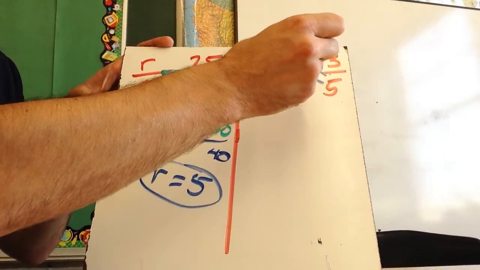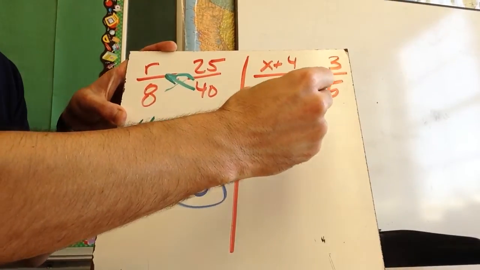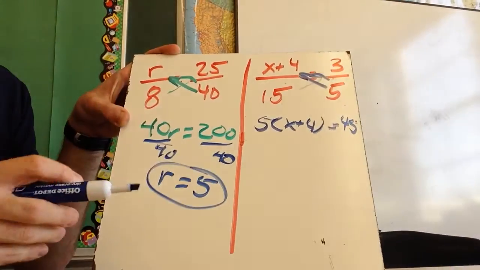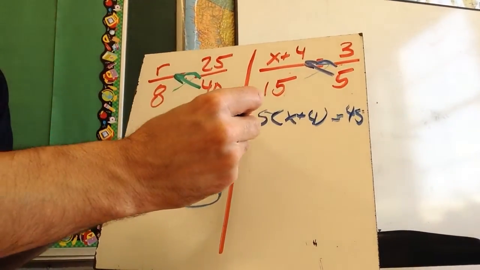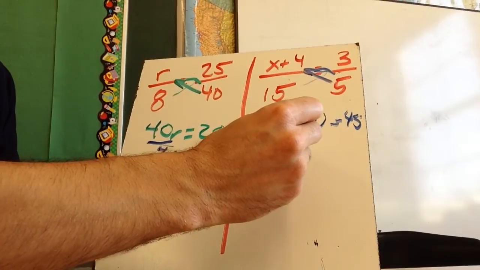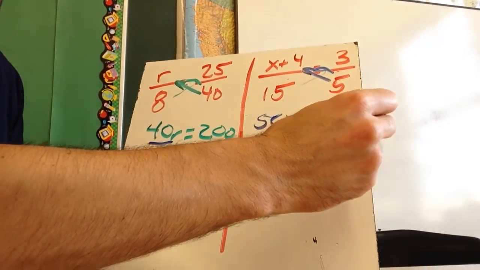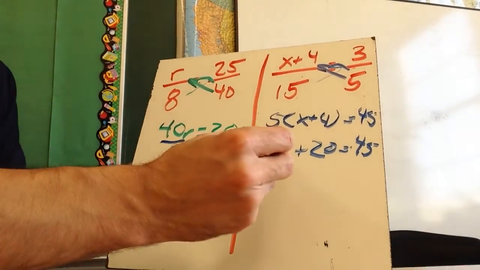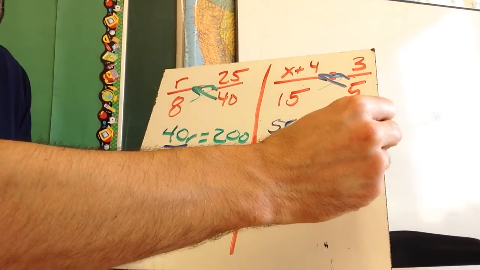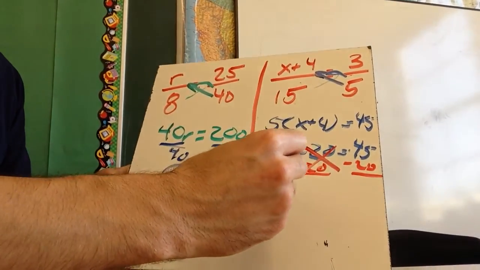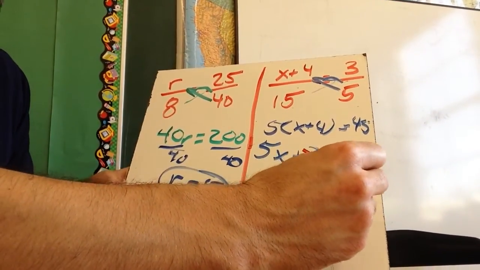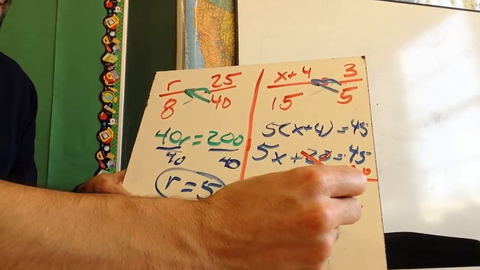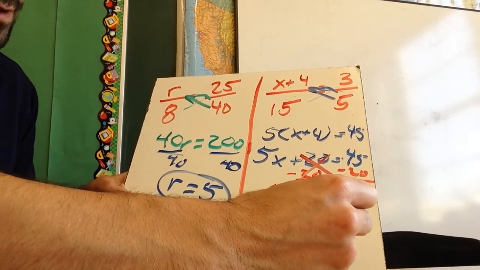Over here, we're multiplying across. I get 5 times x plus 4 equals 45. This becomes 5x plus 20 equals 45. Sorry, you should be using a different color. I apologize for that. Minus 20, minus 20. This cancels out. I got 5x equals 25. And then when I divide by 5 on both sides, I should get x equals 5.